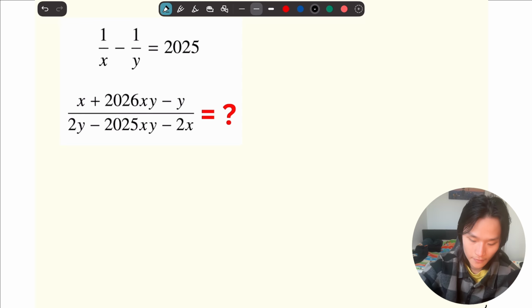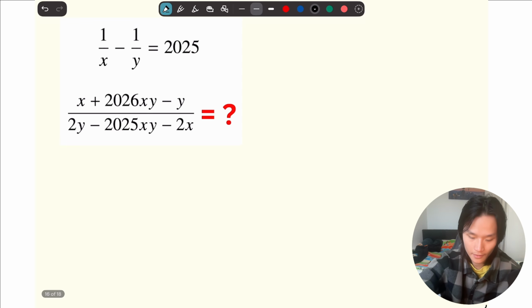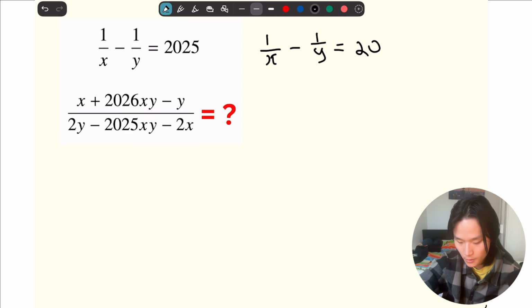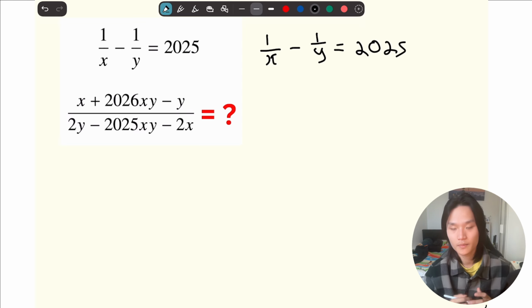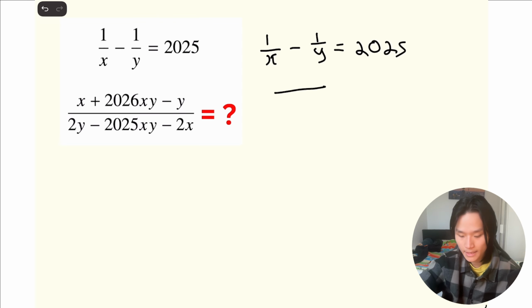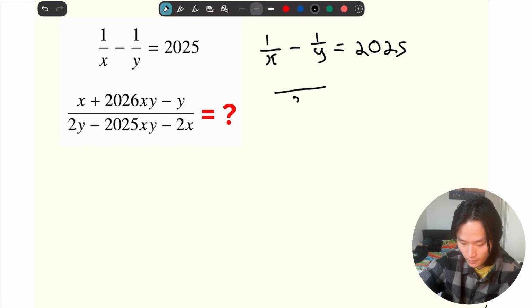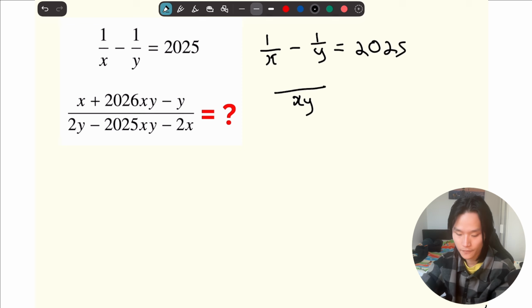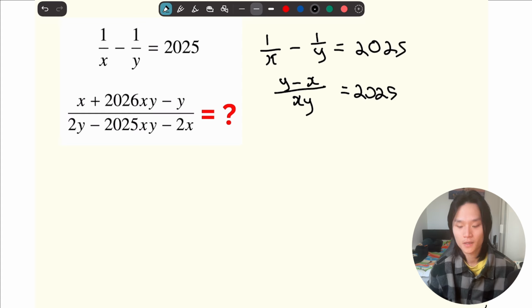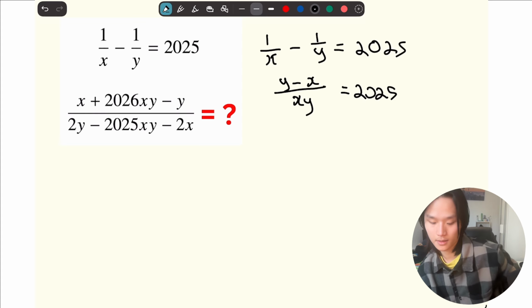So let's write things down. We have 1 divided by x minus 1 divided by y equals 2025. Okay, so let's try and merge the fractions together. So on the denominator we have xy, and for the numerator we have y minus x, so that's it, 2025. Okay, so let's try and tidy things up.